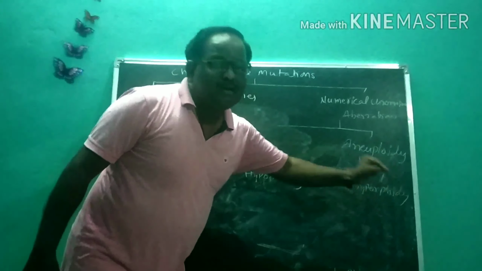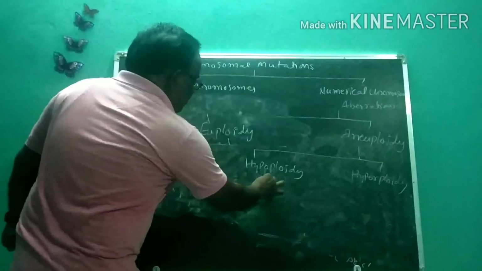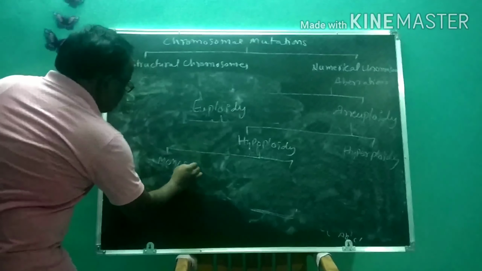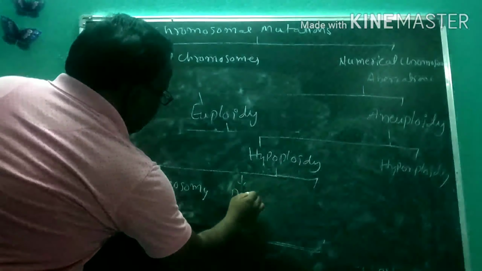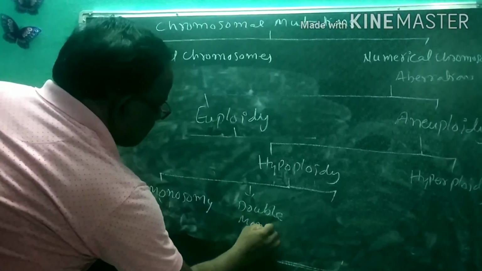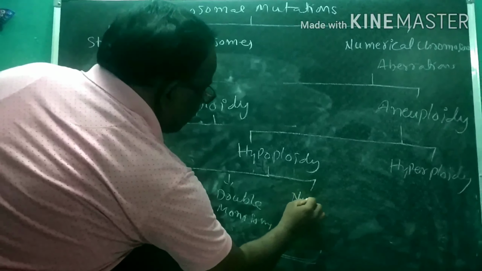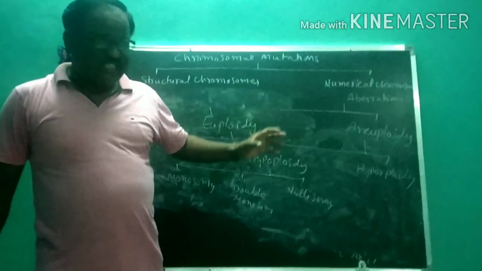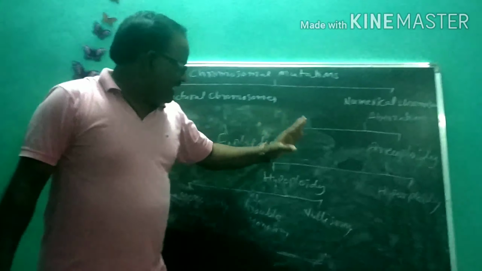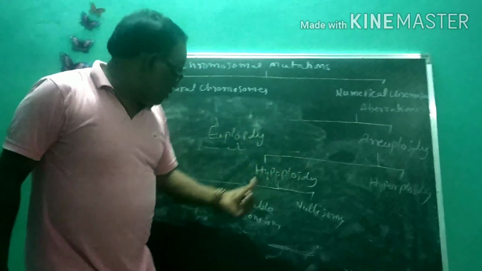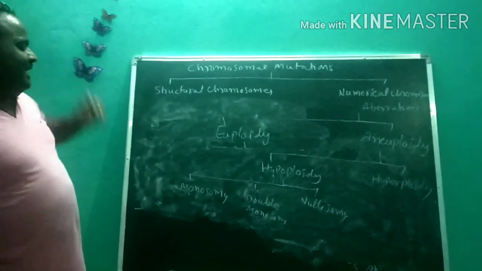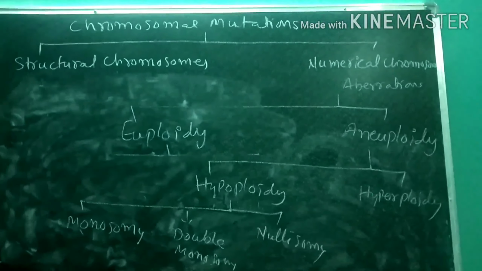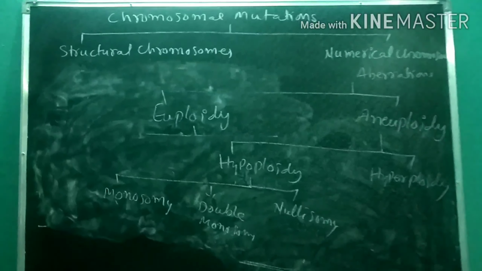That is called hyperploidy. So hypoploidy is again three types: monosomy, double monosomy, and nullisomy. Friends, what is the meaning of hypo? Less, it means loss or decrease. So decrease the aneuploidy level, one or more chromosomes. Here monosomy means single. It has the diploid organisms, having the most important, that is loss of a chromosome. Simply loss of.